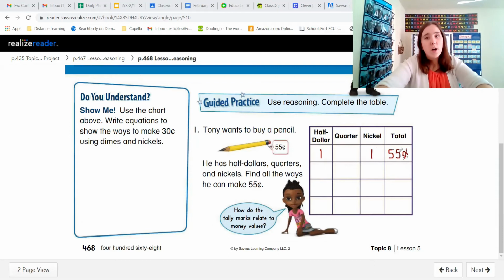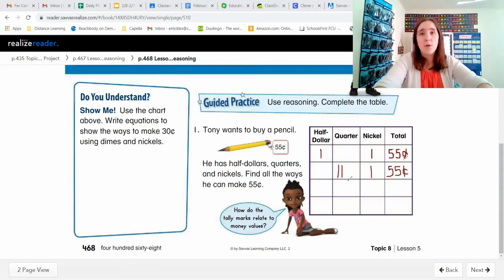Now I've already used all the ways that include a half dollar. So now I'm going to go down to the next biggest coin, which is my quarter. I know that 2 quarters makes 50 cents. So 1, 2. And if I'm at 50 cents, I know that I just need 1 nickel. And that gets me to 55 cents. So again, there's another way to make 55 cents.